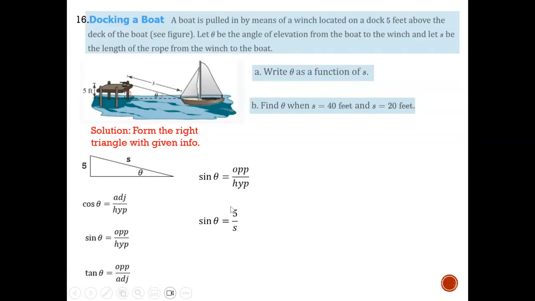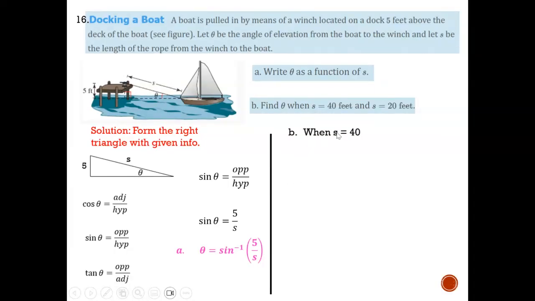But they want you to write theta as a function of S, so I have to get rid of the sine. How do we do that? We take the arcsine on both sides. So theta equals the arcsine, or the inverse sine, of 5 over S. That's the answer for part A.